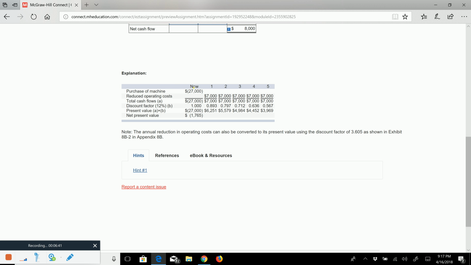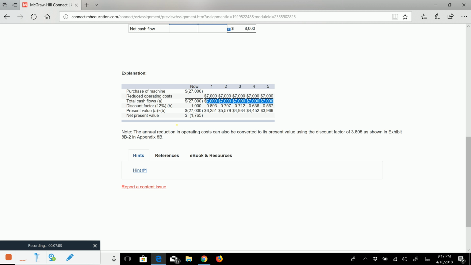Okay, right now, this is what we're spending, $27,000. So we're going to see that in brackets. It's a cash outflow, negative $27,000. And for the next 5 years, we're going to be able to save $7,000 in operating costs. Those would be the cash inflows over 5 years.